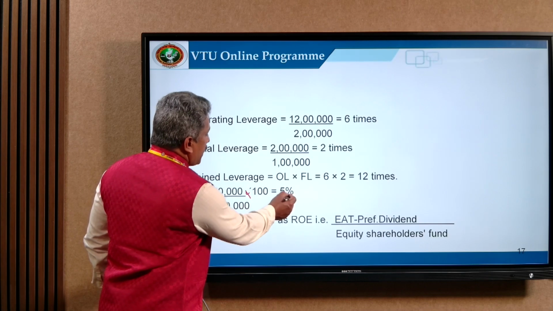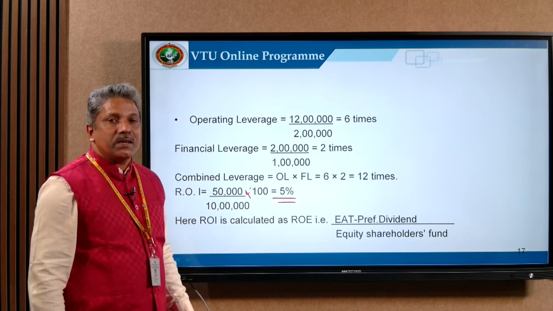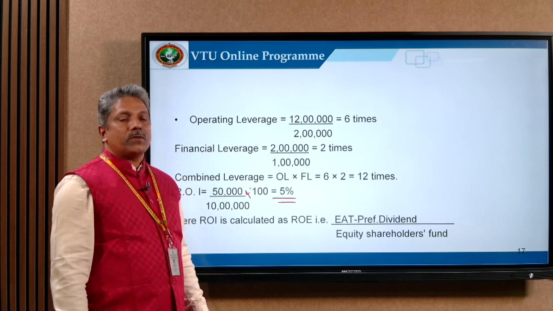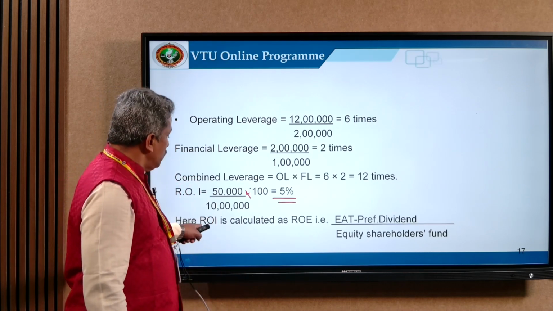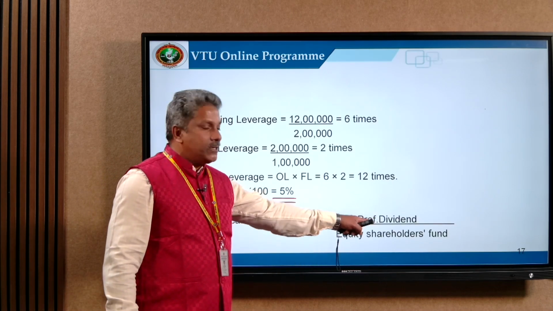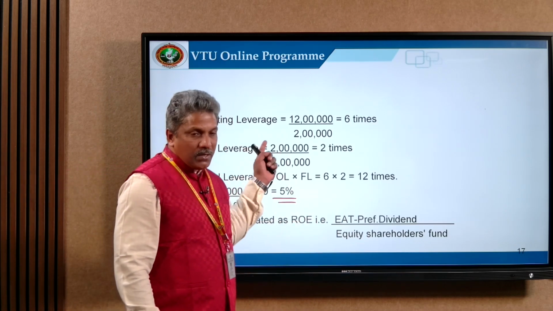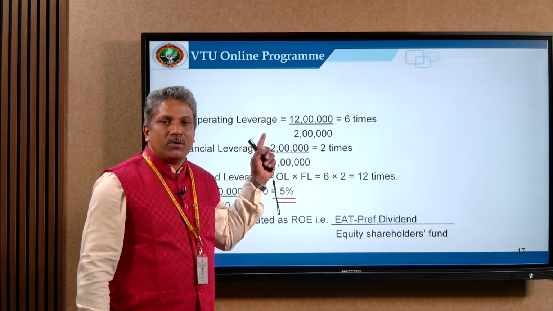Multiplied by 100, we get 5% as the return on investment. The equity shareholders are getting a 5% return for their investment. How this ROI is calculated is mentioned here: earnings after tax minus preference dividend, divided by equity shareholders' funds. In this illustration there is no mention of preference shares.